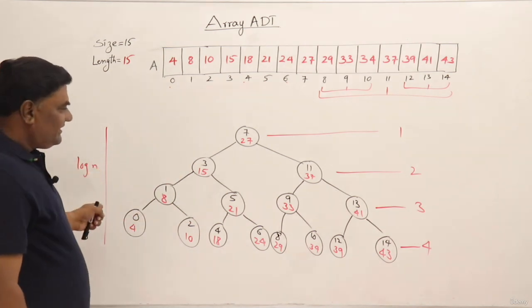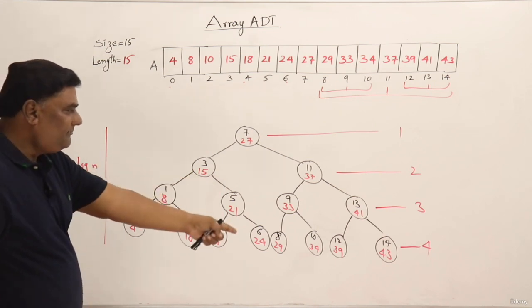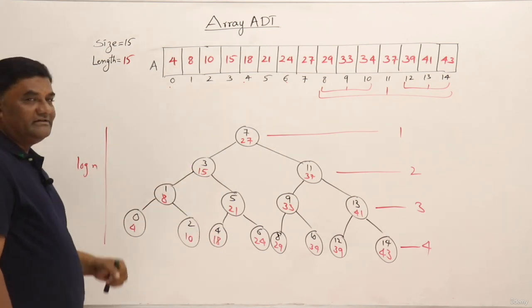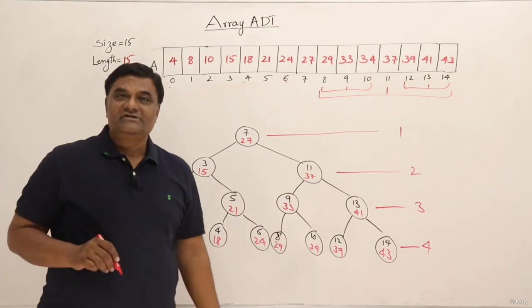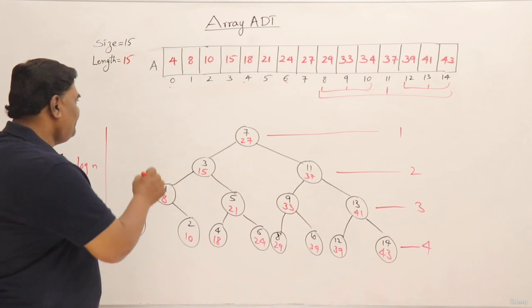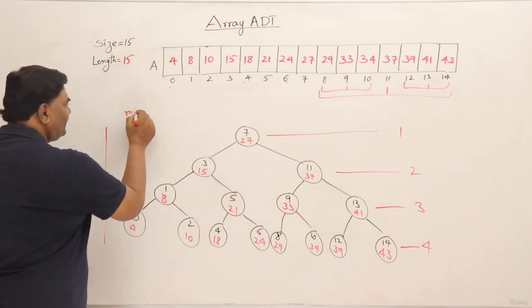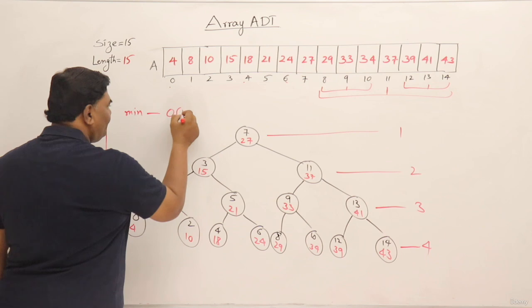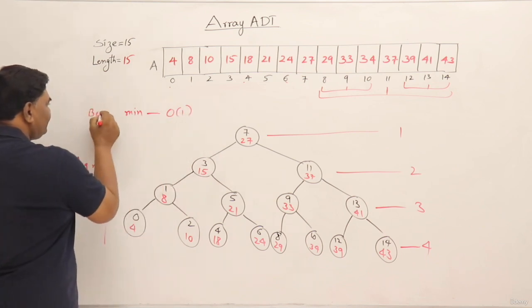So the time taken will be dependent on the number of comparisons, and the number of comparisons is at most log n. So the time taken for searching in binary search is log n. So minimum time is, if you are searching for an element which is present in the middle, the minimum time is order of 1, so you can say this is the best case.